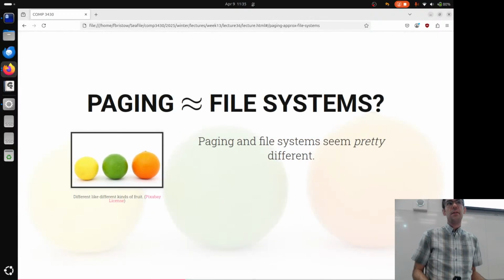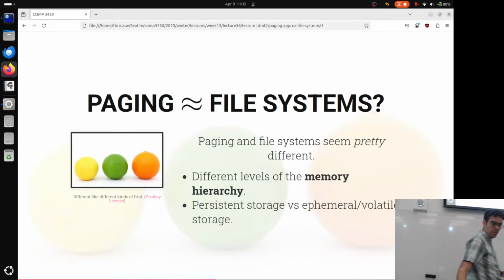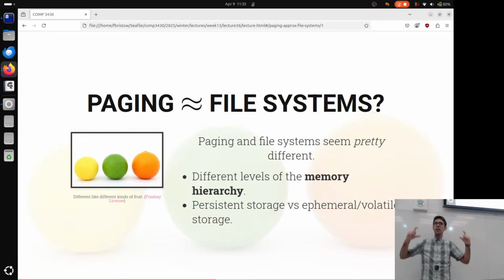Let's talk about file systems. Paging and file systems are quite different. They're talking about different levels of that memory hierarchy. So the triangle shaped thing: memory that we're talking about with paging is random access memory, and it lives a little bit higher in the hierarchy. And with file systems, we're talking about disks, and it lives quite a lot lower in the memory hierarchy here.